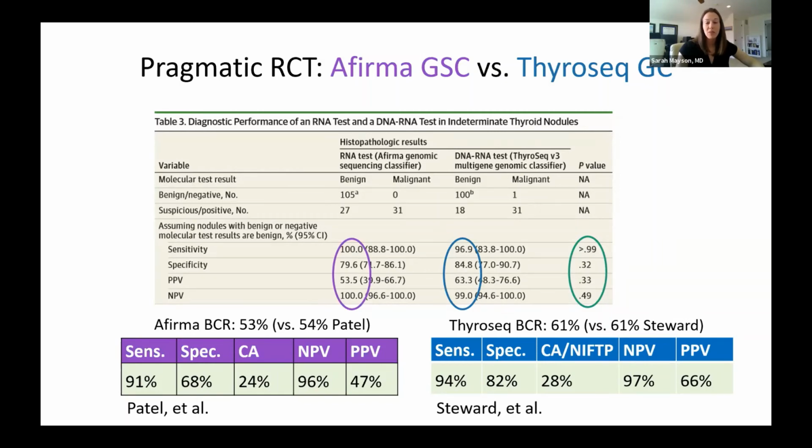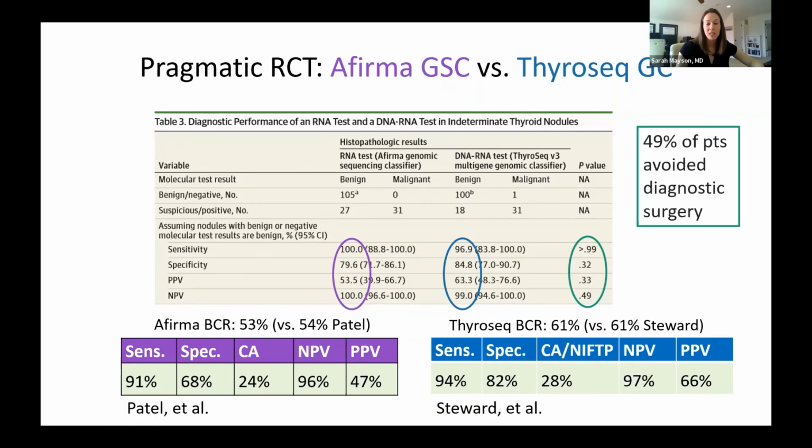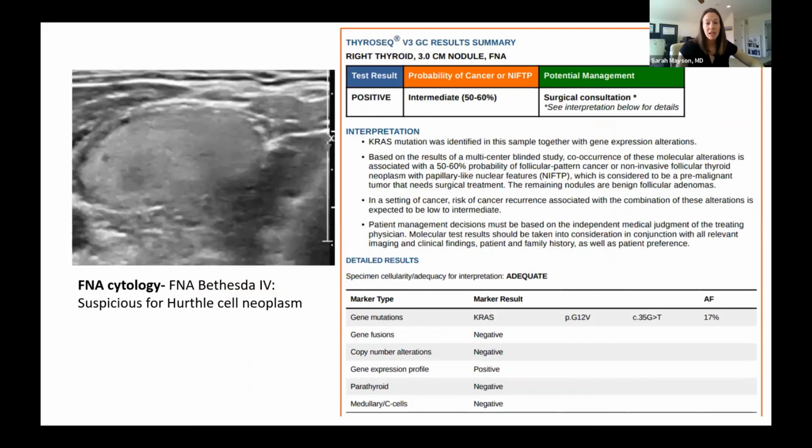And overall, about 50% of patients were able to avoid diagnostic surgeries in this study. And so I'd like to take the last few minutes of this session to circle back to the beginning where I mentioned a case. As you recall, this was our 43-year-old veteran who had undergone FNA and was found to have Bethesda 4 cytology. And this is the patient's ThyroSeq report.